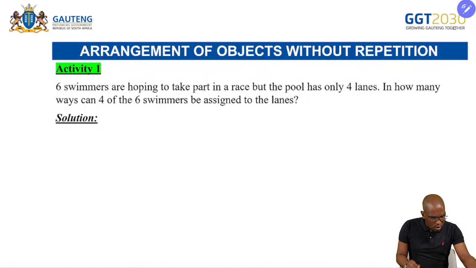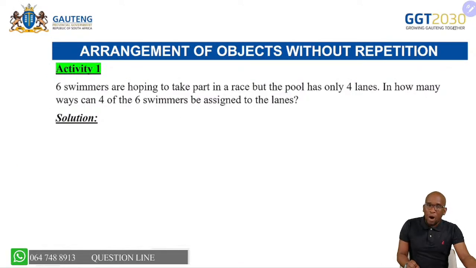Right, now we have activity 1 for you to do. I'll give you 3 minutes to do that. Please make sure that you finish in 3 minutes so that we can move to our solution. And remember, we have our WhatsApp interactive number. It should be at the bottom of your screen, but if it's not there, it is 064-748-8913. You can use that number to ask questions and to interact with us. Right, your 3 minutes start now.